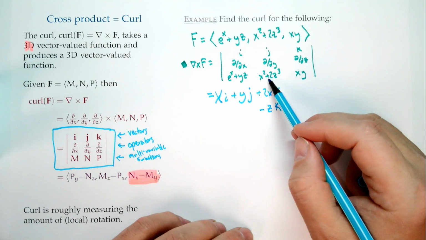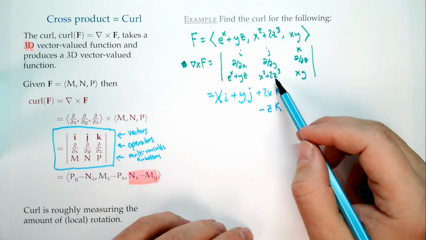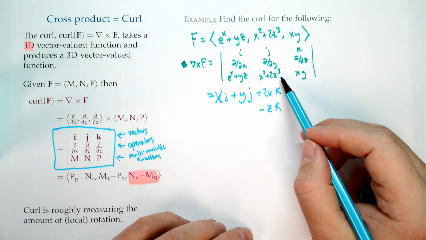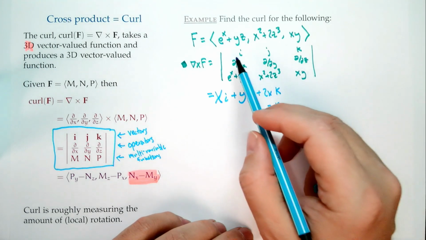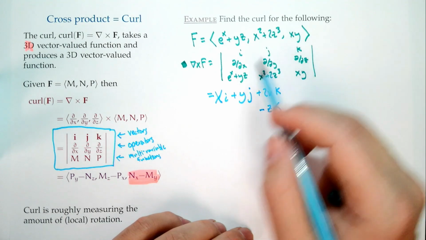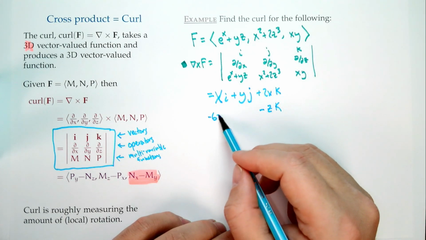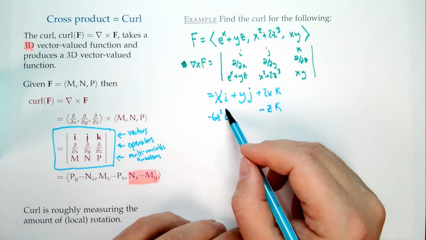Partial z, x squared plus 2z cubed, and i. So we're going to take the derivative of this with respect to z. What will we get? Well, we'll get 6z squared. It's in the i direction, and because we went up, we subtract. So subtract 6z squared times i.